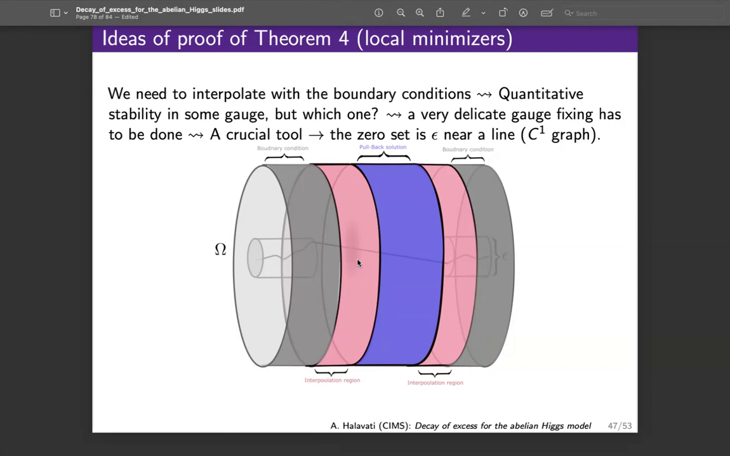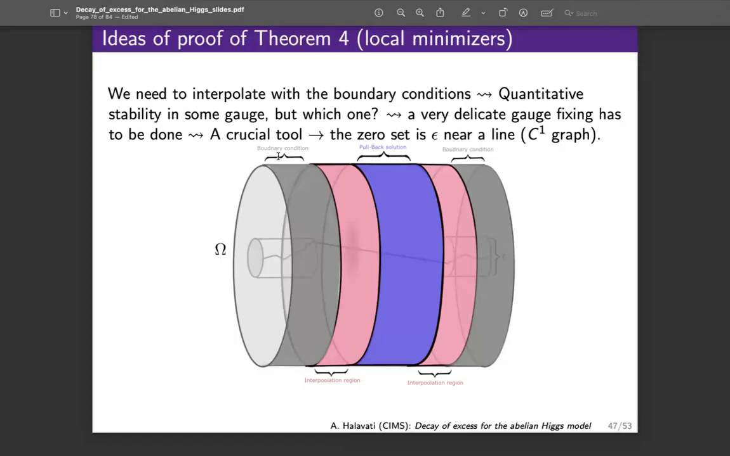But a problem that shows up is that when you want to do this, there is a gauge freedom in this quantitative stability. So you really need to first change the gauge and then interpolate between, say, the pullback solution and the boundary conditions. In this picture, it looks very simple to modify the gauge in a way that the approximation doesn't cost you too much, because it's just a slice on the right, a slice on the left. But if you're in higher dimensions, this becomes complicated really fast. And what you do is a very delicate gauge fixing argument. And one of the crucial tools was that epsilon diffuse regularity that I was mentioning to you before.